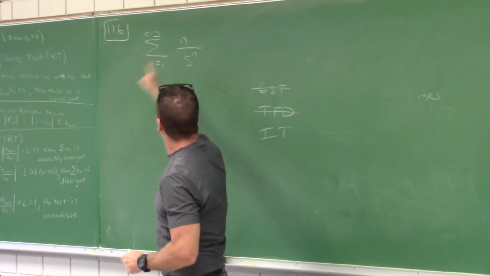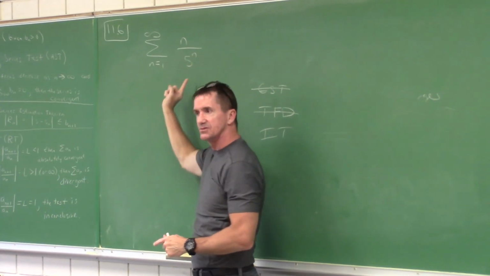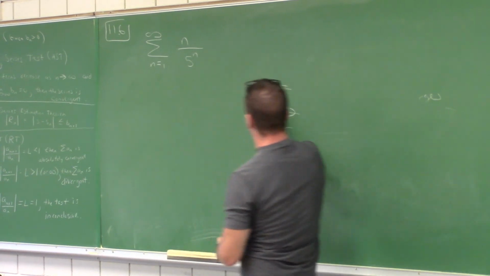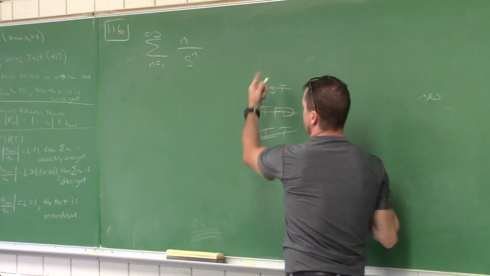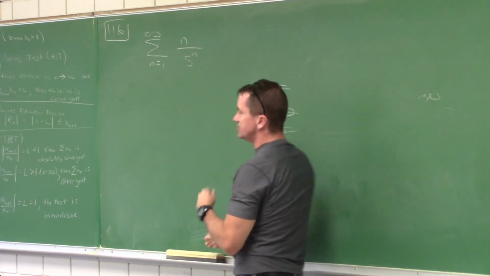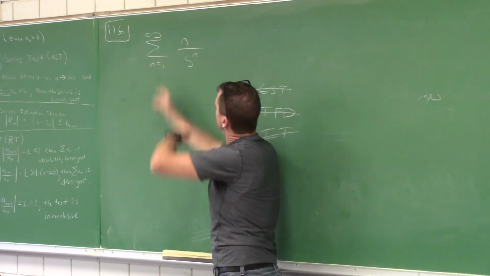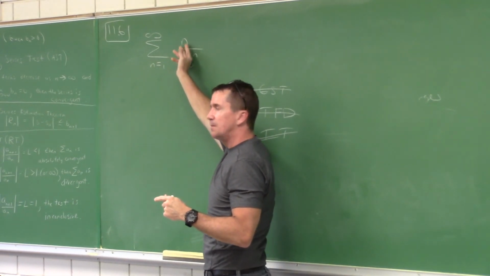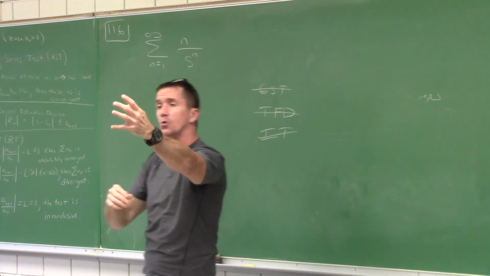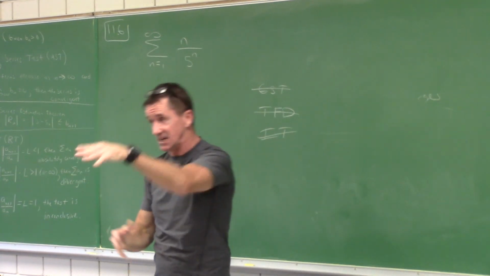I've got a mixture of a monomial with an exponential, and none of these other ones are working for me: integral test, test for divergence, GST. Ratio test can be very handy when you have some type of monomial mixed with an exponential, or maybe a factorial with a monomial with an exponential.